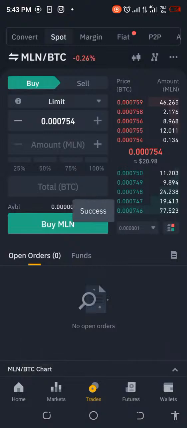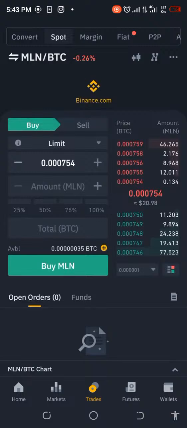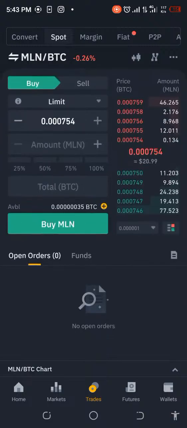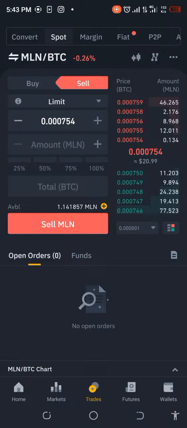Interesting. I think I bought it. Am I sure? Let's be sure. It seems like it was bought. Perfect. So what do we have here? 1.14. So now we're going to go over to sending this right to KuCoin. So let's run along and make this really fast, okay?